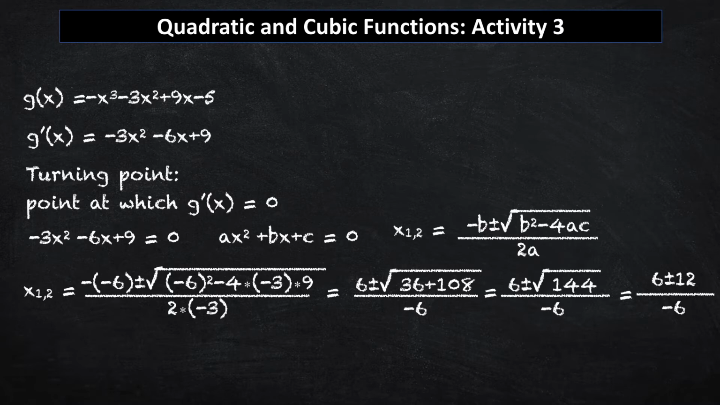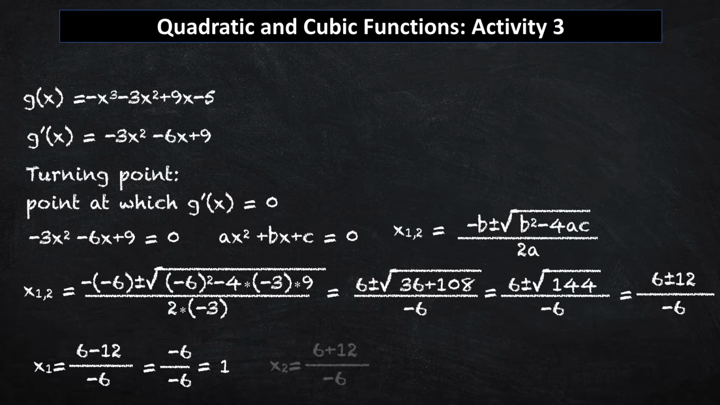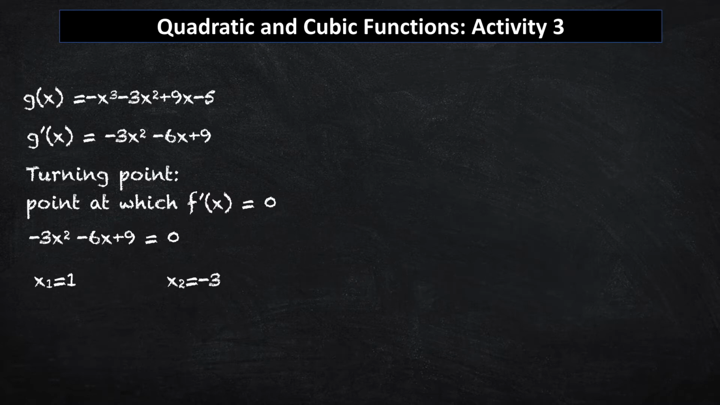So we have two solutions, one where we use the minus and one where we use the plus. So x1, we use the minus, so it's equal to 6 minus 12, everything divided by minus 6. This is equal to minus 6 divided by minus 6, which is equal to plus 1. The second solution is with the plus, so x2 is equal to 6 plus 12 divided by minus 6. This is equal to 18 divided by minus 6, which is equal to minus 3. So the turning points are 2. We have two turning points, one with x1 equal to 1 and one with x equal to minus 3.